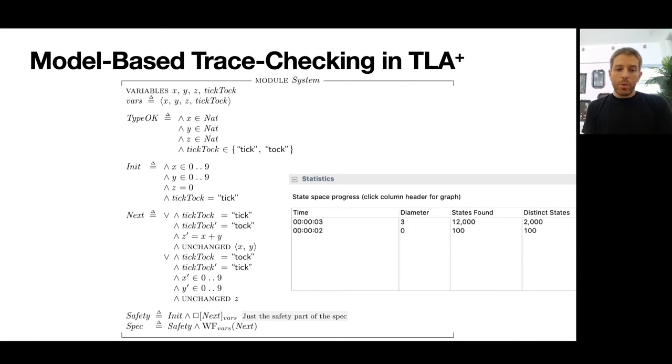Let's begin with a specification of a simple system. We have a clock that goes tick-tock. Every time it ticks, x and y are assigned an arbitrary value between 0 and 9. And every time it tocks, z is assigned the sum of x and y. TLC tells us that this system has 2,000 states.